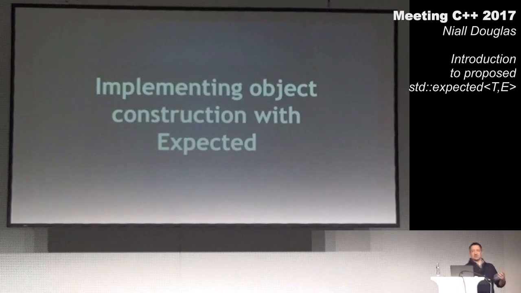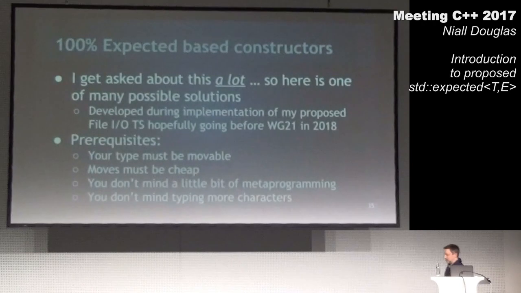So this is why I needed some generic system for constructing arbitrary unknown types from metaprogramming, which could be purely expected based. So this is what I came up with, and I appreciate it's a little convoluted, but it's good, so we'll see where we go with it.